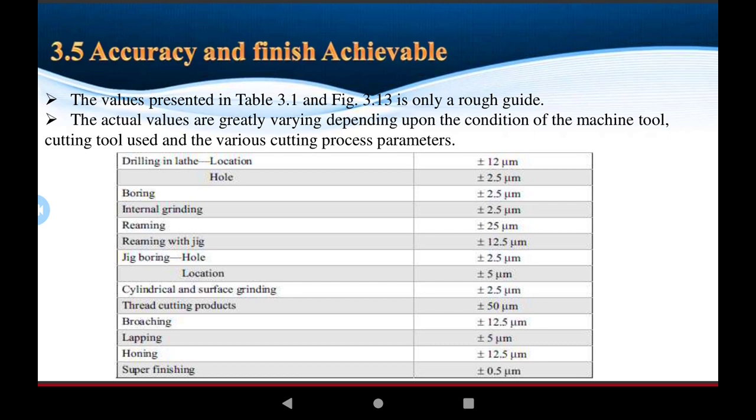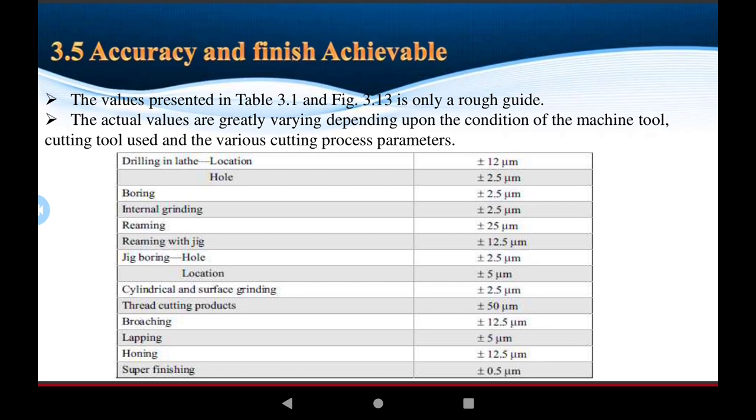All of these factors depend on the manufacturing operation, and we need to properly fulfill the need of the customer and market demand according to the production. Okay, holes are drilled in a lathe location. The lathe machine also provides a very smooth surface in the drilling operation, 12 micron surface. Holes are also provided at 2 to 5 microns.